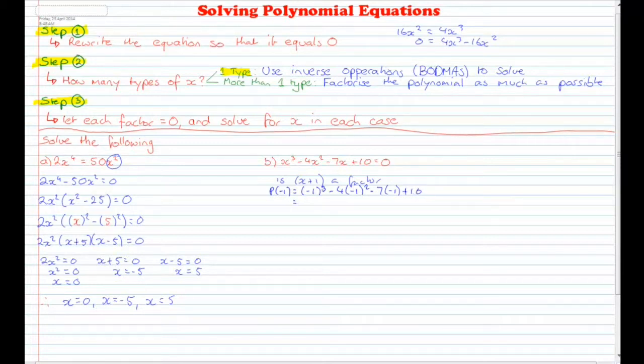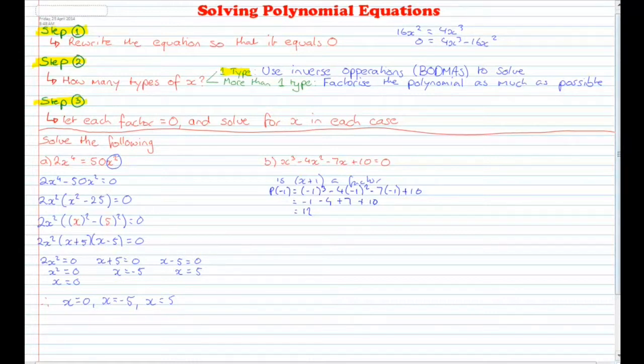And that's going to be negative 1 cubed is negative 1. Negative 1 squared is 1 times negative 4 is negative 4. Negative 7 times negative 1 is plus 7 and plus 10. Negative 1 minus 4 is negative 5, plus 7 is 2, plus 10 is 12. Okay, so that therefore is equal to 12, and because it's not equal to 0, we know that x plus 1 is not a factor.